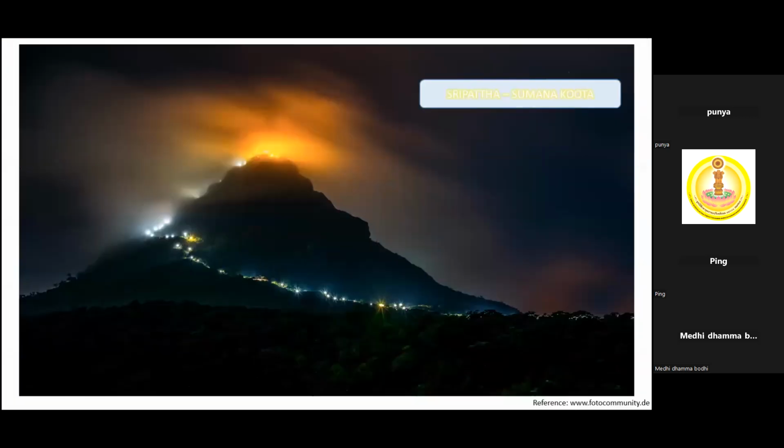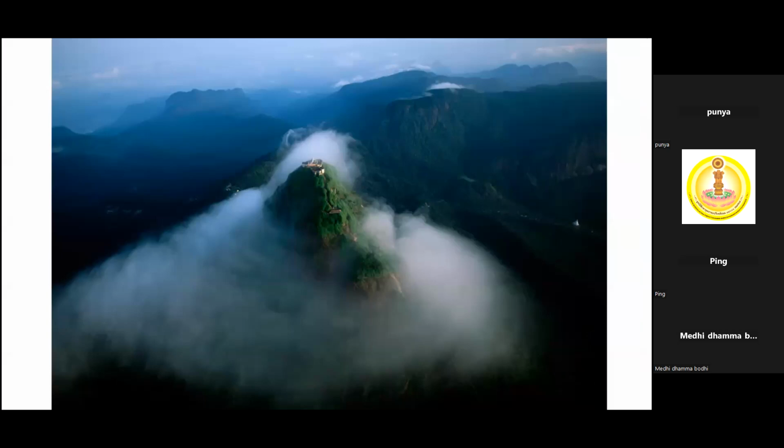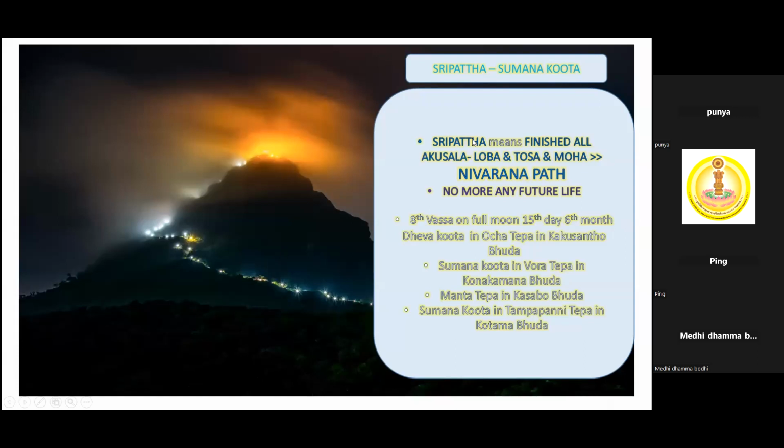This is Sumanakuta, or Sripada. It's very beautiful, and everybody knows it as Adam's Peak, but actually we are Buddhists and we know that the important place here is Sripada. What is Sripada? Sripada means the finish, no more future life, and the long journey of the Bodhisattva ends here. So all akusala, lobha, dosa, moha, chitta finish. So it is the Nibbana path. Once in life, everybody should go there.